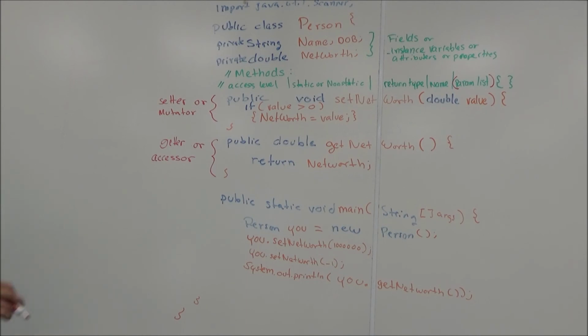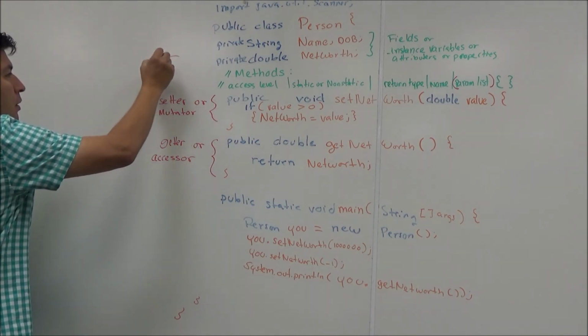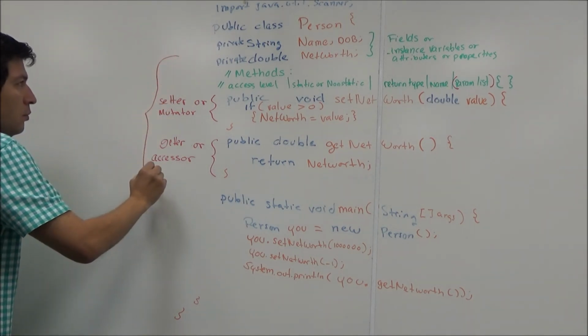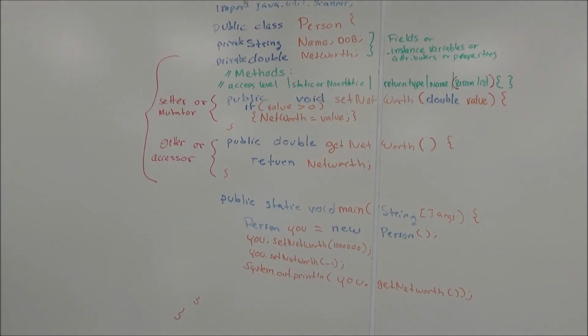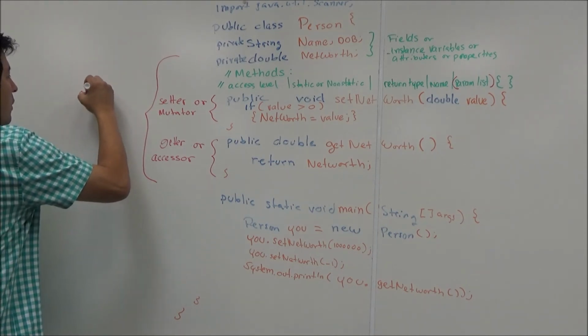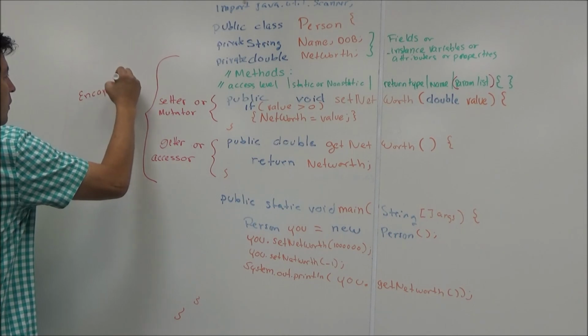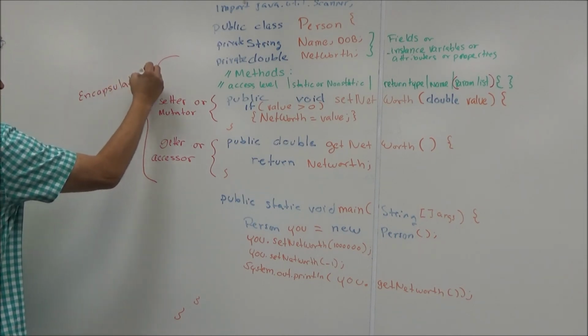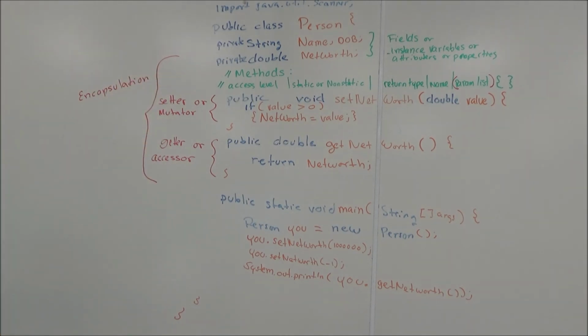And when you protect a variable and control the access through the setters or getters, we call that encapsulation. I mean, you knew that already, it's in your book anyways, right?